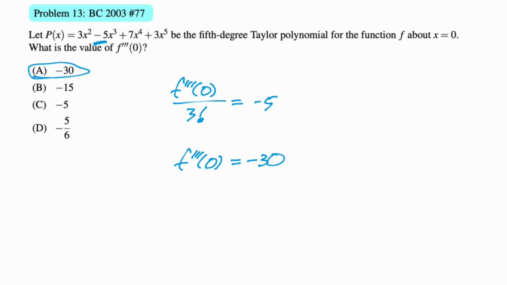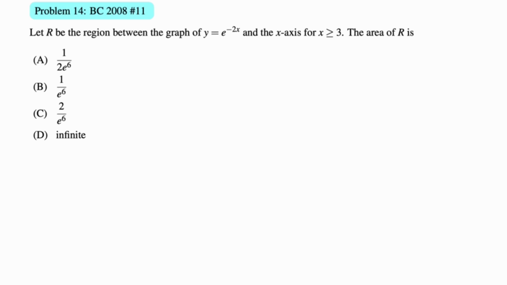New problem. Let R be the region between the graph of y equals e to the negative 2x and the x-axis for x greater than 3, and we're looking for the area. So this is going to be an improper integral because we're going from 3 to infinity, because e to the negative 2x does not have a 0. If it had a 0, we would be contained, but this is just going to keep going forever.